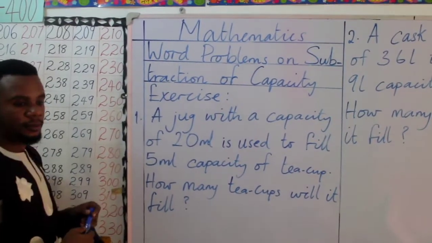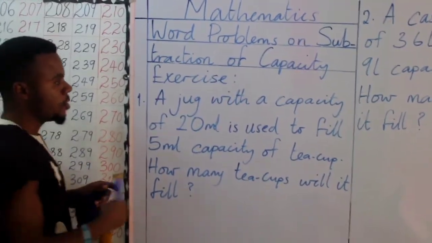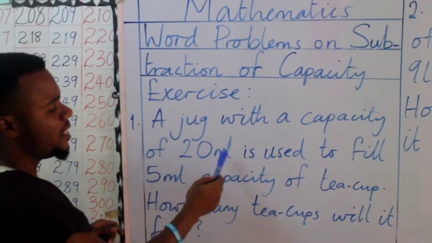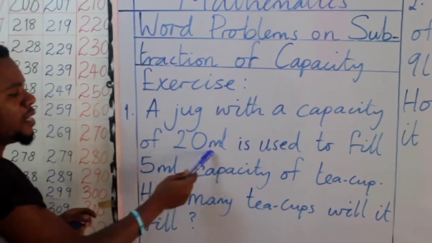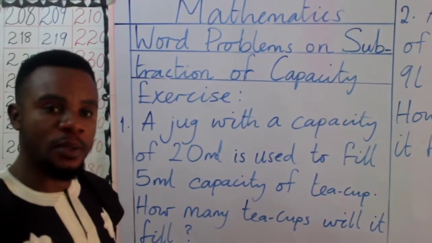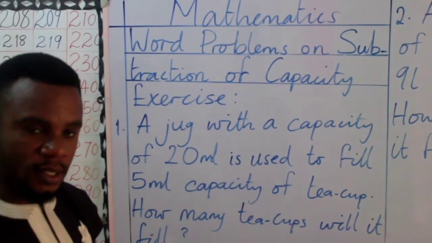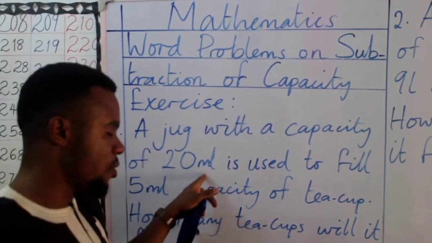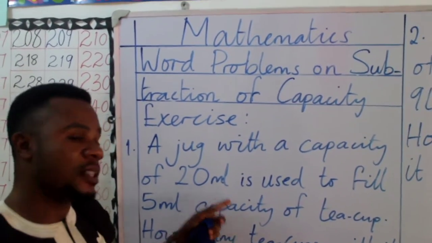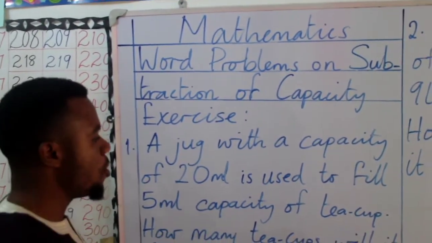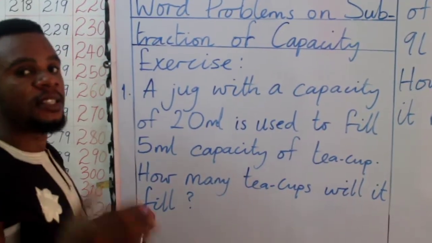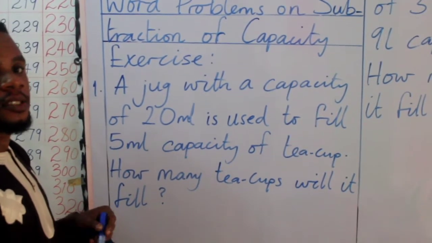A jug with a capacity of 20 milliliter. We say that milliliter is the smallest unit of capacity. Remember what we said? It is the smallest unit of capacity, milliliter. So when you say a jug, that means the jug is not that big because the milliliter here is the smallest. So a jug with a capacity, please listen up properly and let's do this.